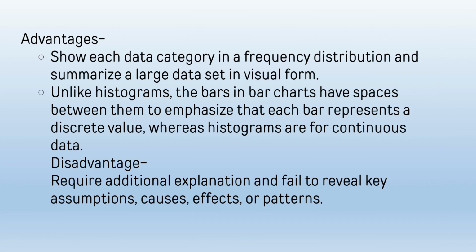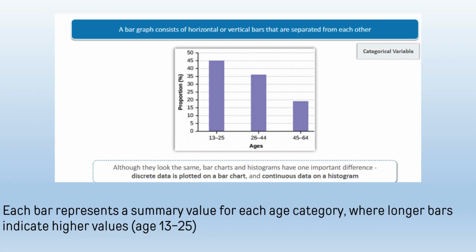Let's take one example. In this example, each bar represents the summarized value of each category, where the longer bar indicates the higher value, which is the age group from 13 to 25 years. Its value is 45.